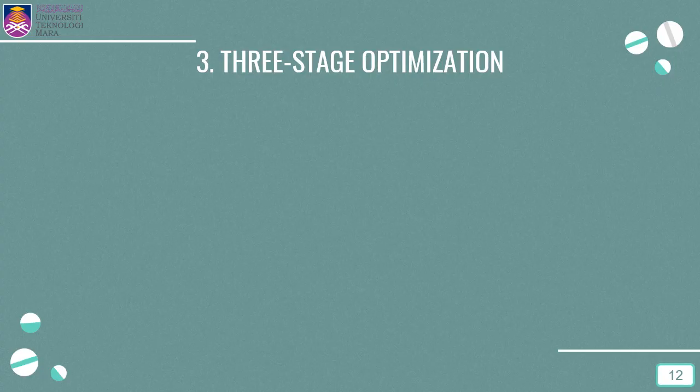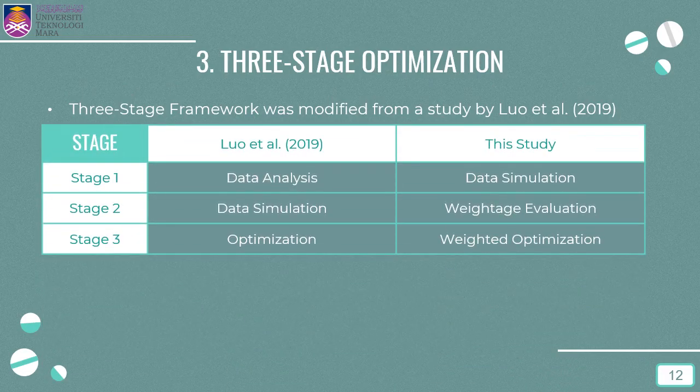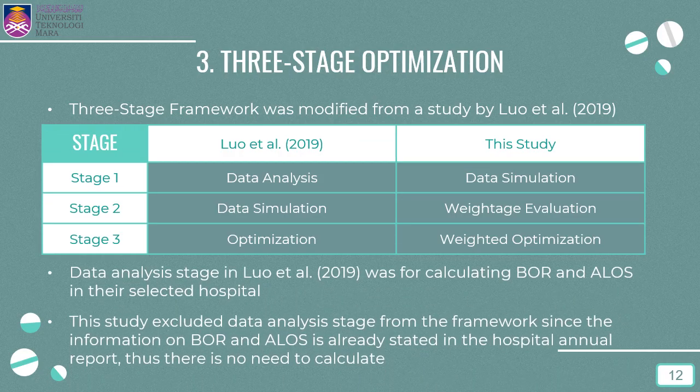Next is the 3-stage optimization. As I have mentioned earlier, the 3-stage framework was modified from a study by Luo et al. in 2019. Luo et al. implemented data analysis, data simulation, and optimization, while this study implemented data simulation, weightage evaluation, and weighted optimization.